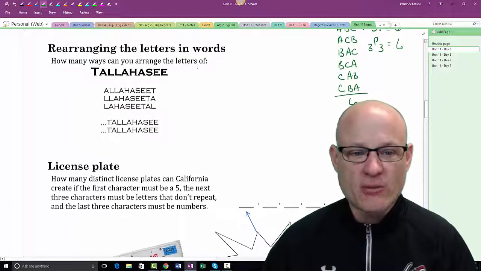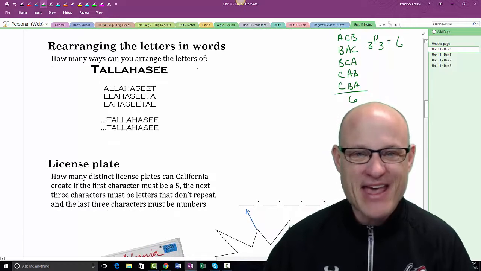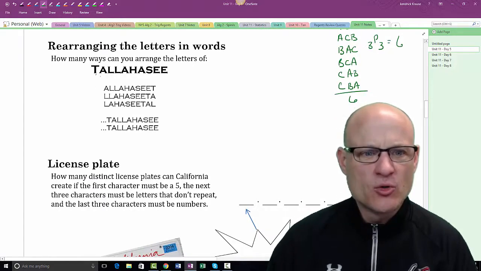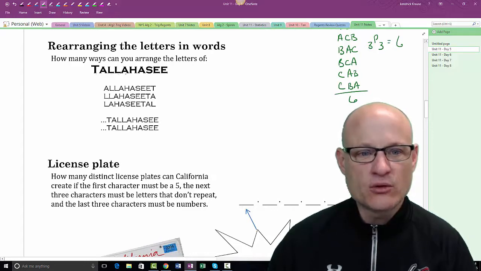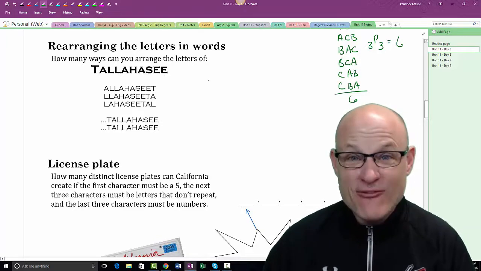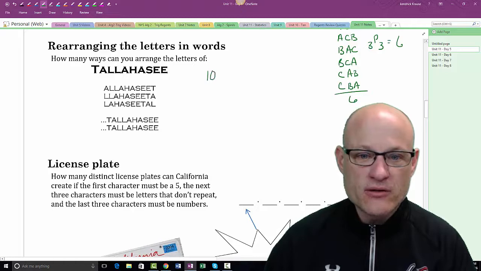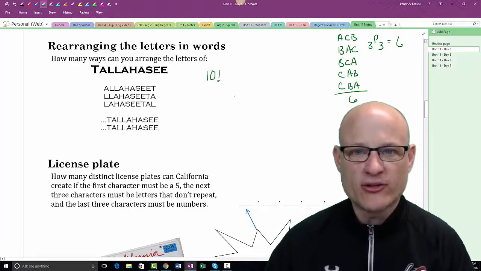So that's what we're going to talk about for a couple seconds here with Tallahassee. Hardest part about this is actually counting the letters. 1, 2, 3, 4, 5, 6, 7, 8, 9, 10. So if all those letters were different, then I would have 10 factorial ways of arranging those letters.